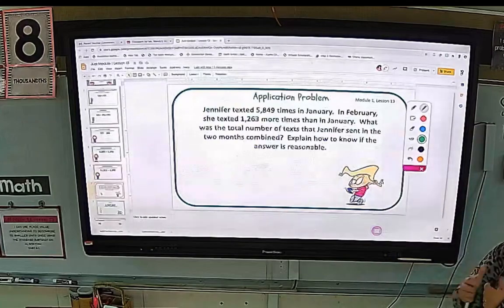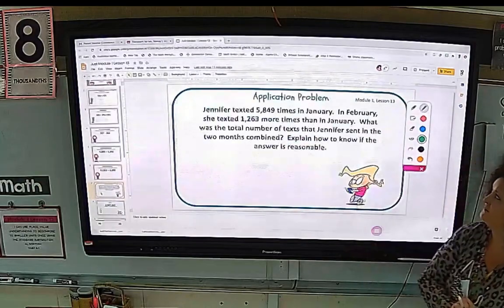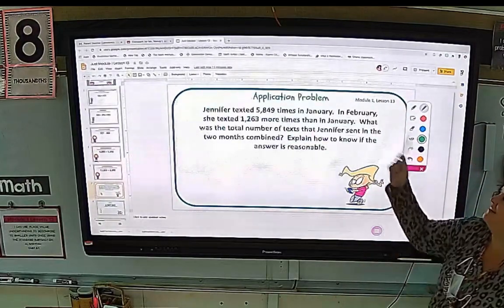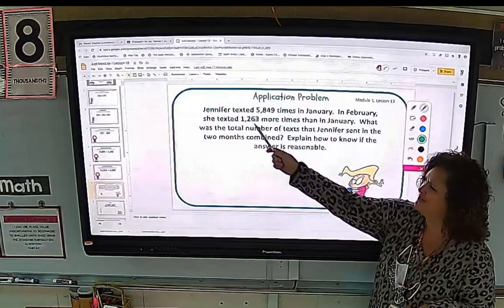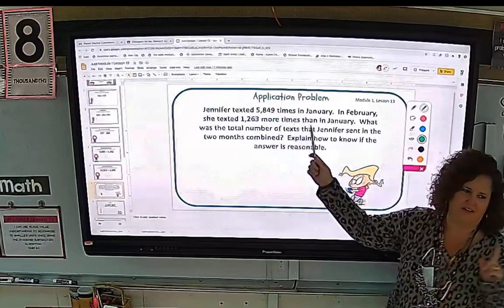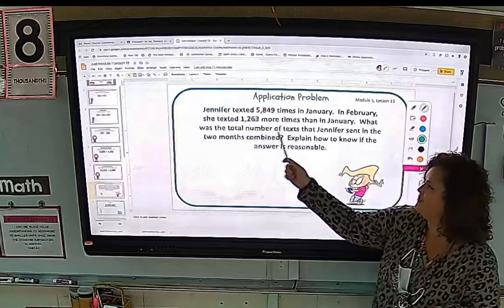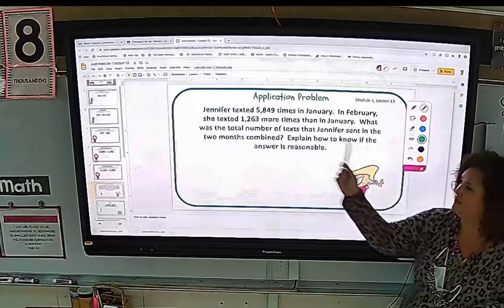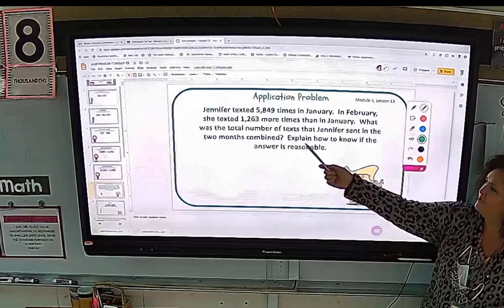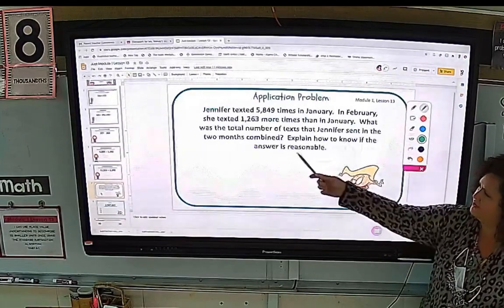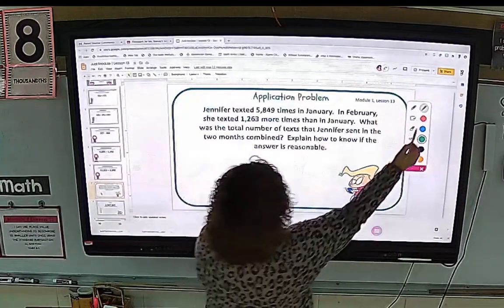Jennifer texted 5,849 times in January. In February, she texted 1,263 more times than in January. What was the total number of texts that Jennifer sent in the 2 months combined, January and February? Explain how to know if the answer is reasonable. Now, right now, we're not going to worry so much about this last sentence, but we are going to find that question mark.